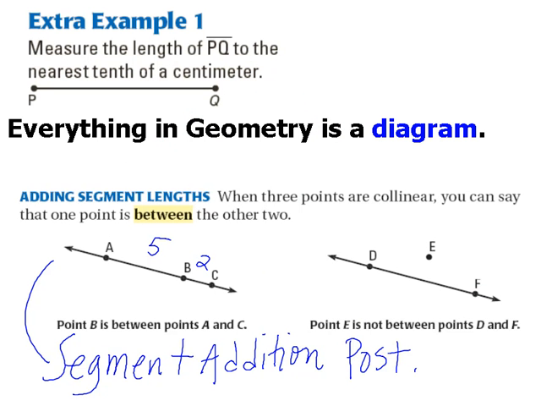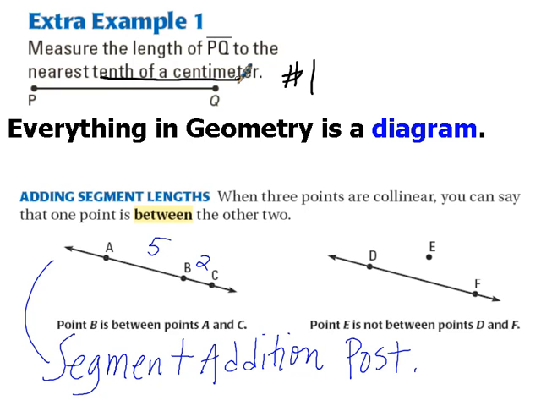Now we have: measure the length PQ to the nearest 1/10 of a centimeter. Everything in geometry is a diagram, so we can draw it. So for question number 1 in your video tonight, I'd like you to measure that on your screen to the nearest 1/10 of a centimeter and tell me the answer.